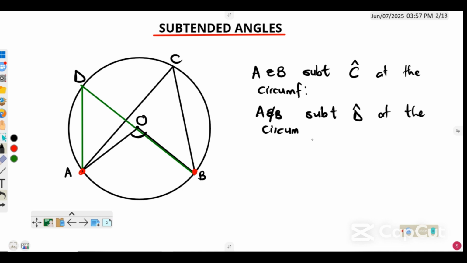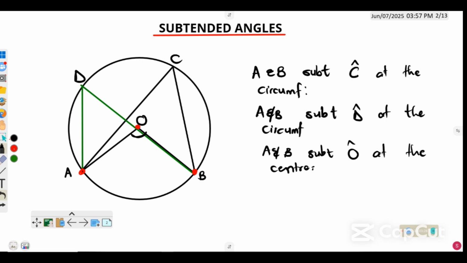But that's not the only angle which A and B subtend. A and B also subtend what? A and B subtend the angle O, but where? At the center, because O is the center of the circle in this case. They subtend angle O at the center. It's like they create angle O at the center. Always remember that. Okay, so we'll be looking more into subtended angles today.